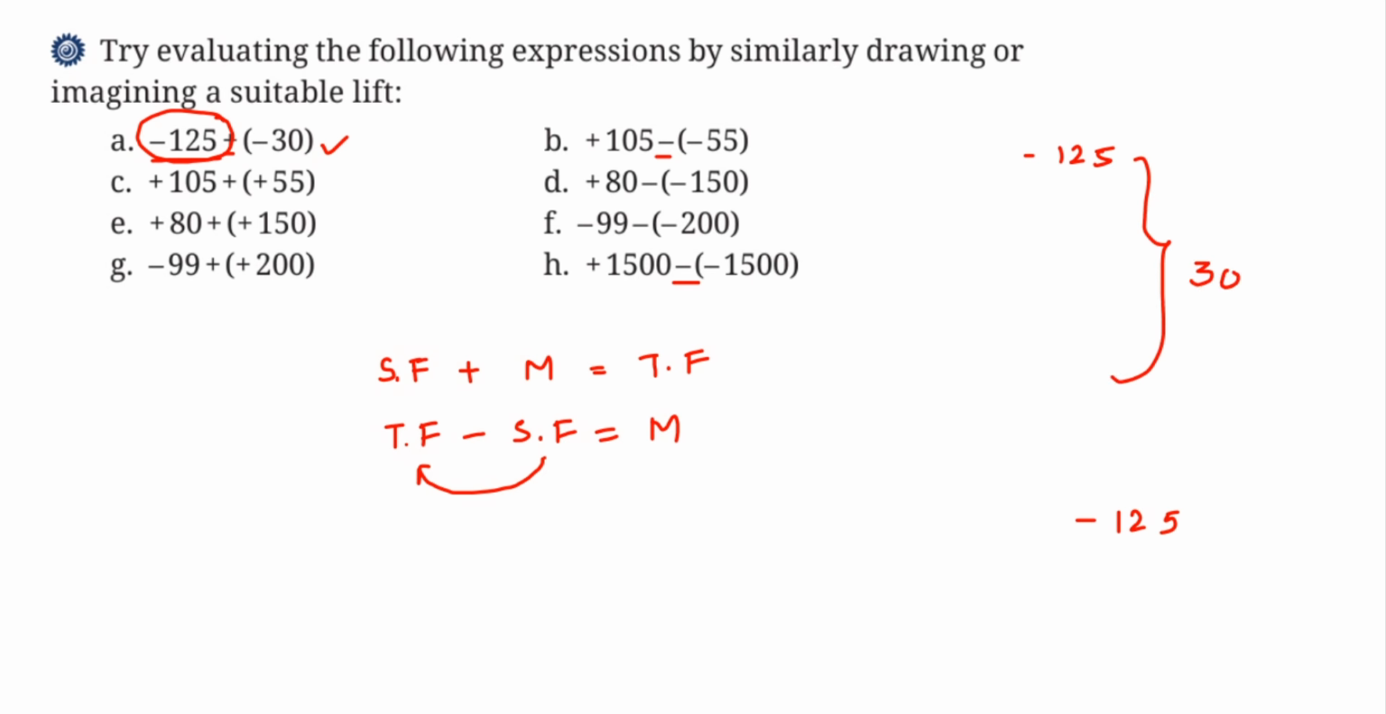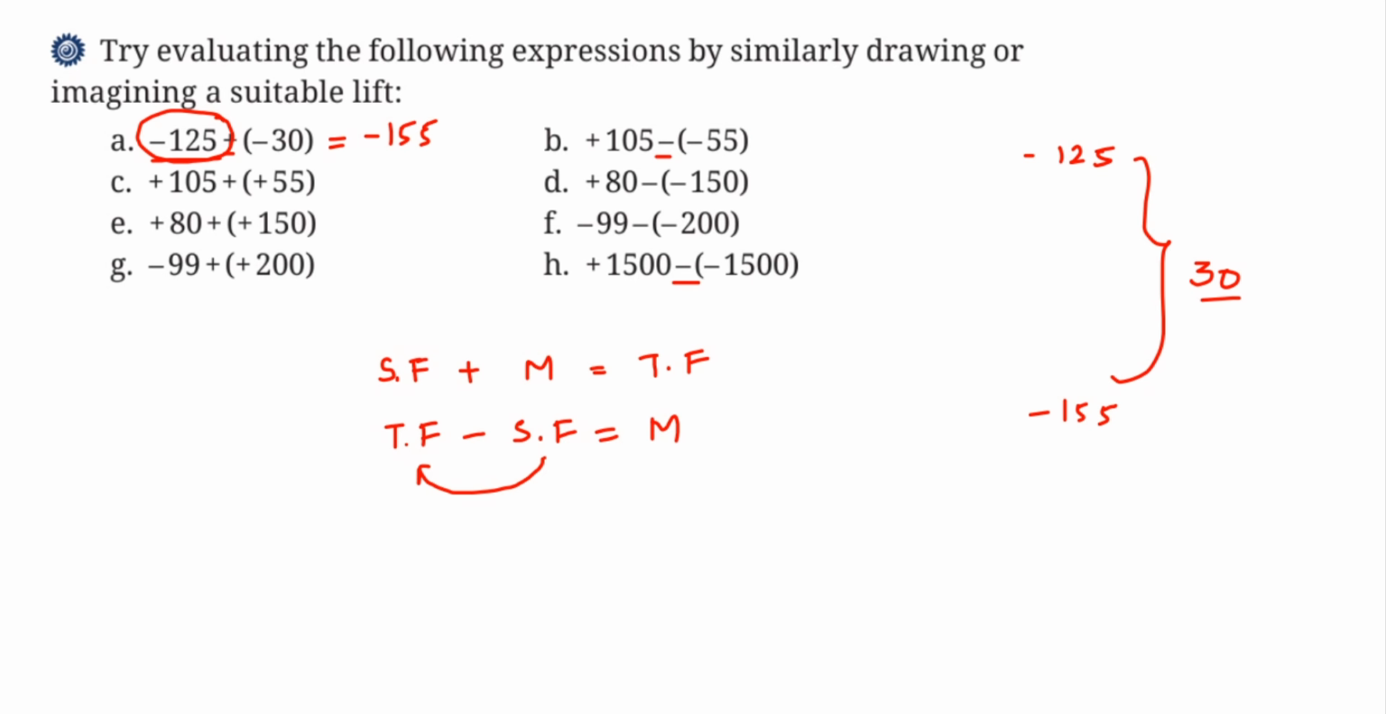So where will you reach? Just add 30 and 125, you get 155. Now since you're going down, it will be negative, right? All the floors below the ground will be negative. So your answer here will be minus 155. So this is how we have to do it.